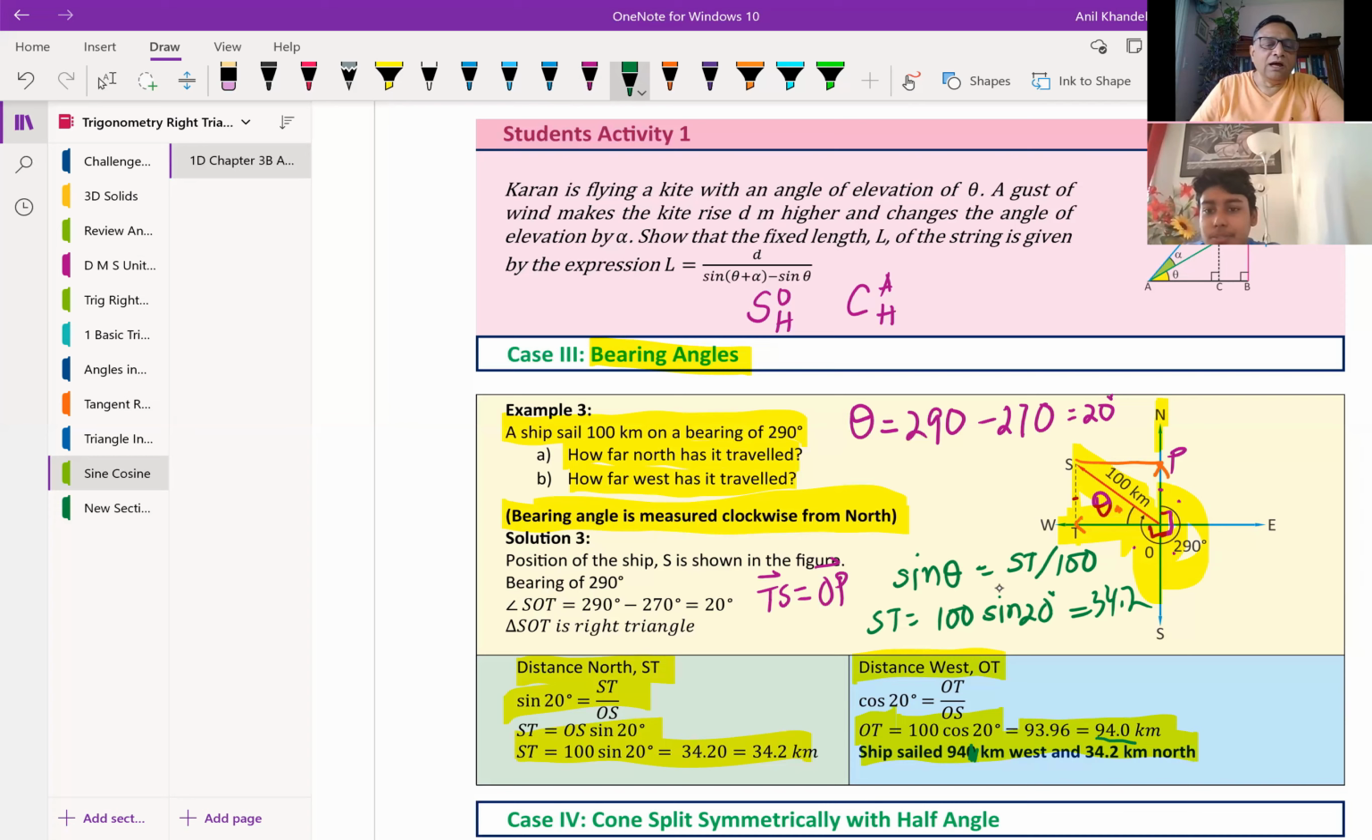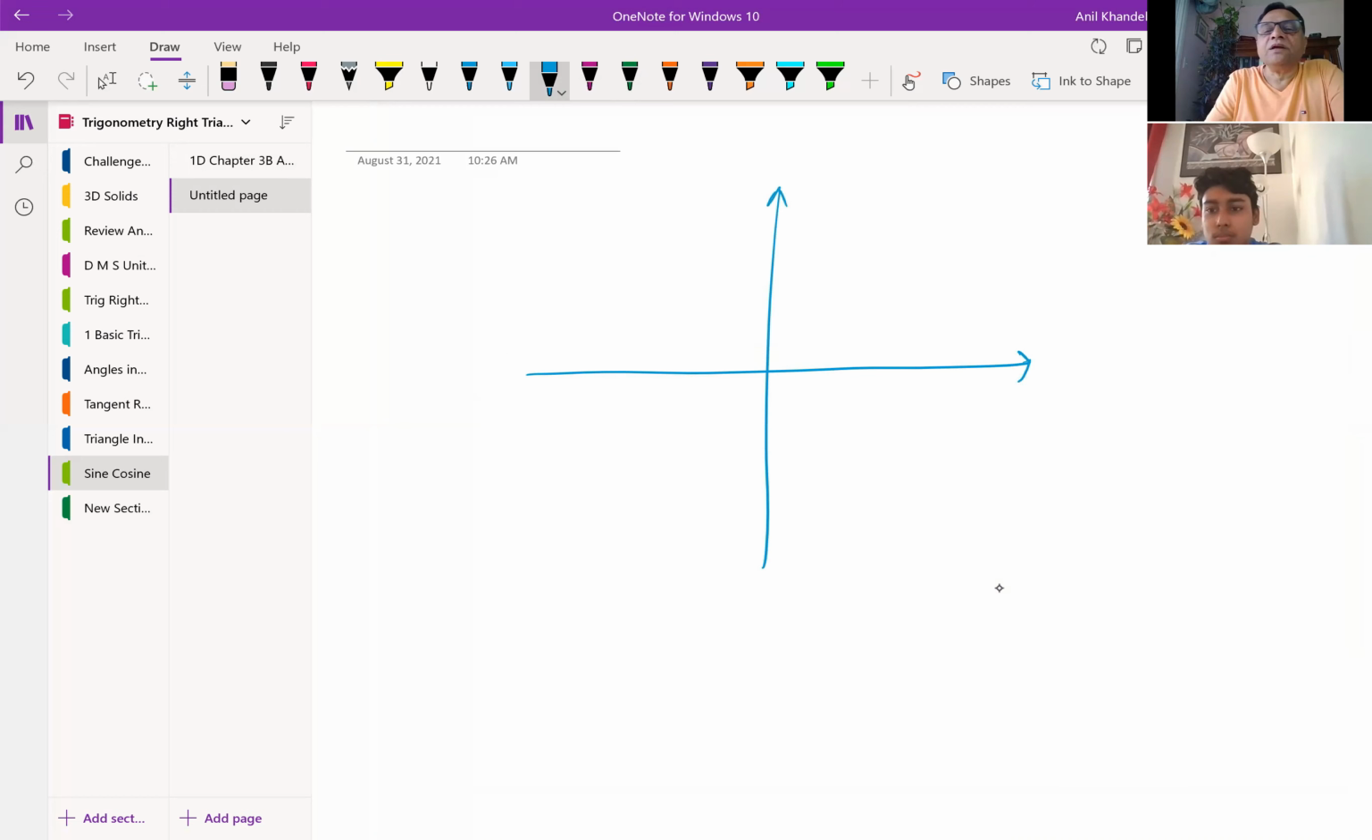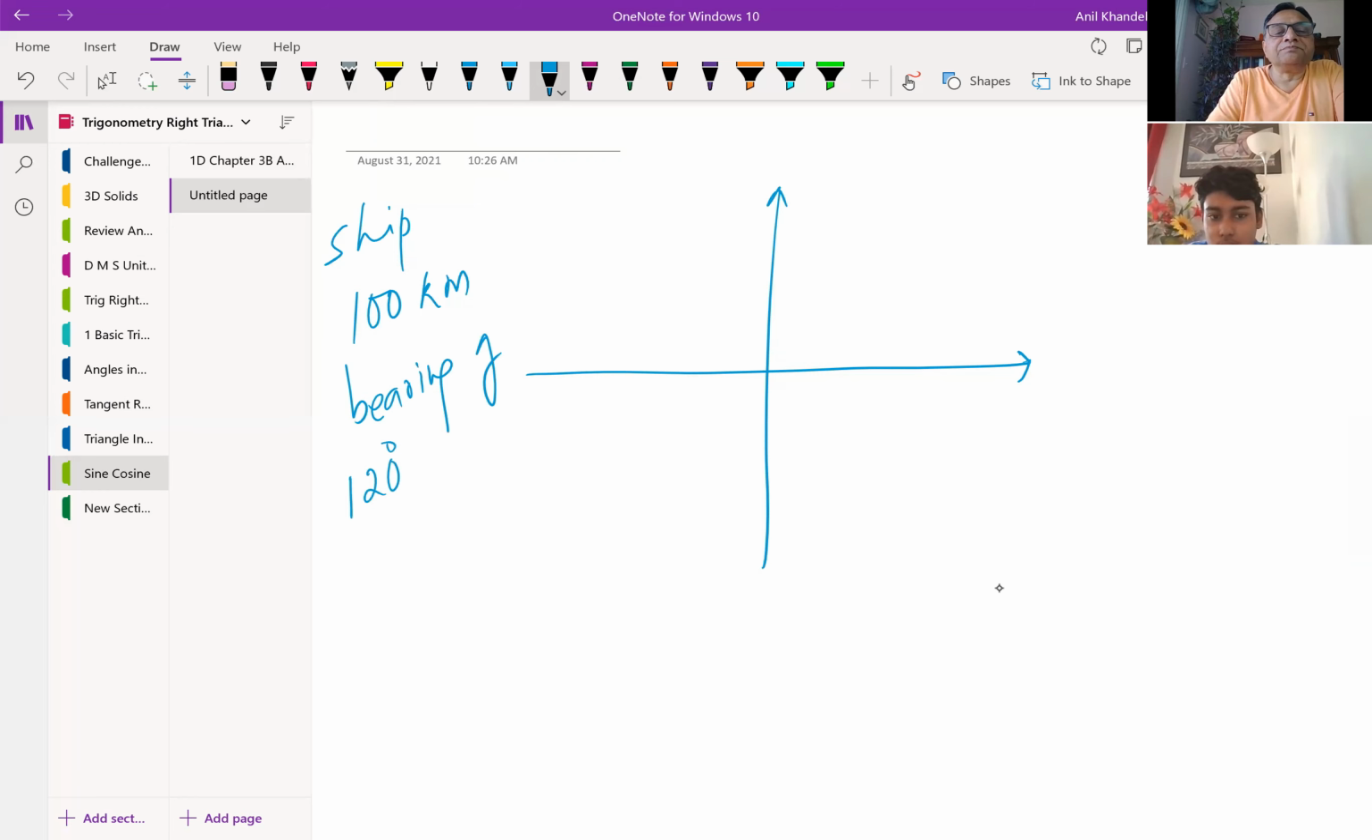Yes, sir. Now, I will ask you a similar question, which is kind of your test question. We'll take a ship which sails, and we'll have to find the distance north and distance east which it sailed. So there is a ship which sails, let us say 100 kilometers at the bearing of 120 degrees. Then how much east? So 120, how will you sketch it? Where is 120 degrees? Tell me.